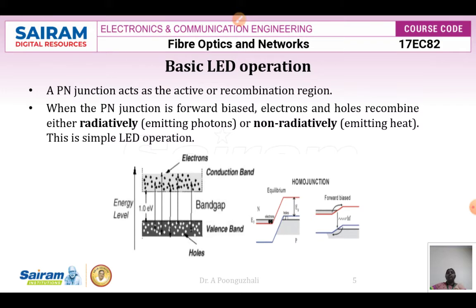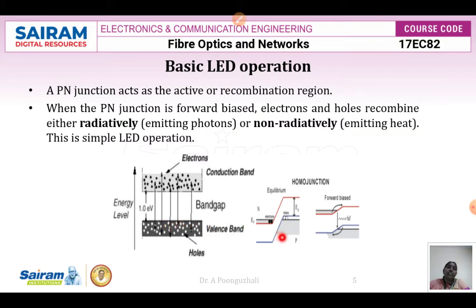Here, if I take the energy band diagram, this is going to be the valence band and this is going to be the conduction band. The band gap energy between the valence band and the conduction band is around 1 electron volt. When light is incident on the valence band, the electrons will move from the valence band to the conduction band. After some time, the electrons will move from the conduction band back to the valence band. In that case, an electron hole recombination takes place.